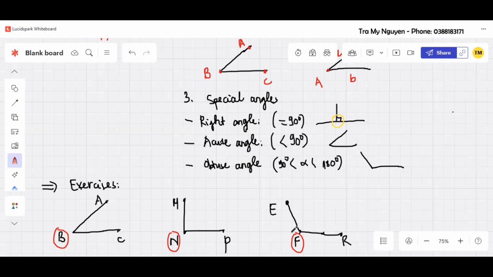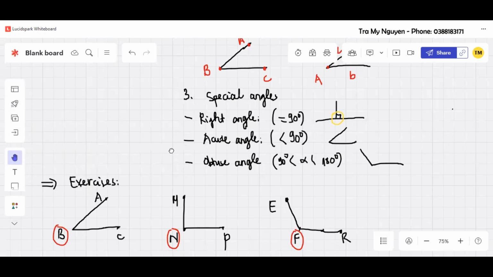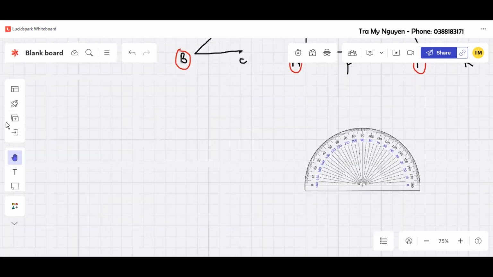Let's pay more attention to the second aspect of our lesson today: the protractor. We will learn about the protractor. Firstly, what is a protractor? We need to get the definition first.